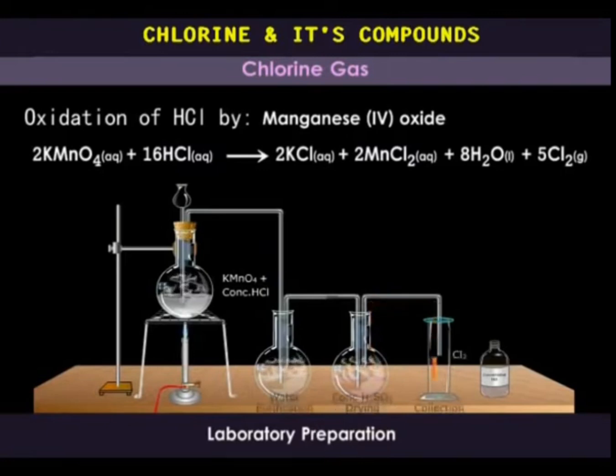Water is used to remove traces of hydrochloric acid fumes, and concentrated sulfuric acid removes moisture from the gas. Chlorine is collected by upward displacement of air because it is denser than air.